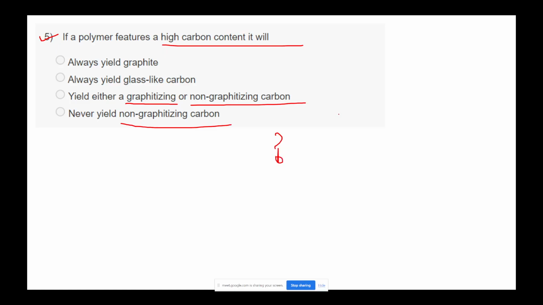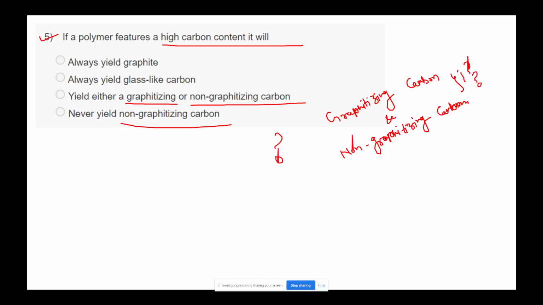Okay, so here two terms came: graphitizing carbon and non-graphitizing carbon. So what is this?